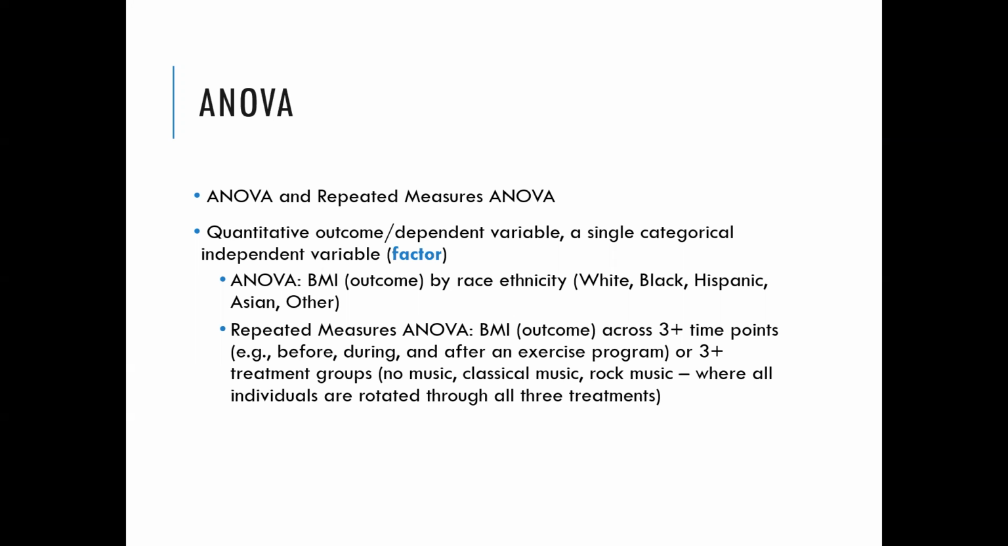So for ANOVA, we might be interested in looking to see whether BMI, our outcome or dependent variable, varies by race and ethnicity. These are just our categories of race and ethnicity, so white, Black, Hispanic, Asian, and other. For repeated measures ANOVA, we might be interested in BMI, again our outcome or dependent variable, across 3 or more time points. So before, during, and after an exercise program.